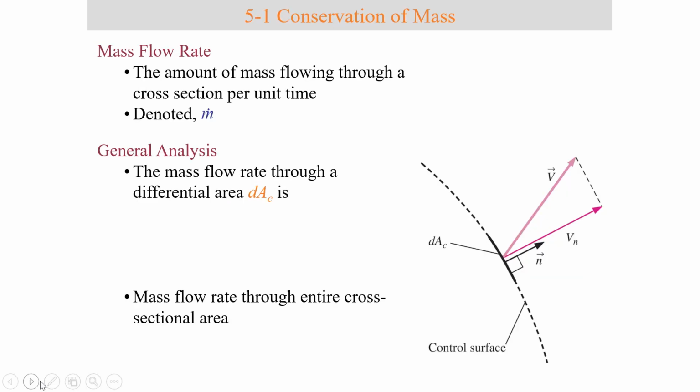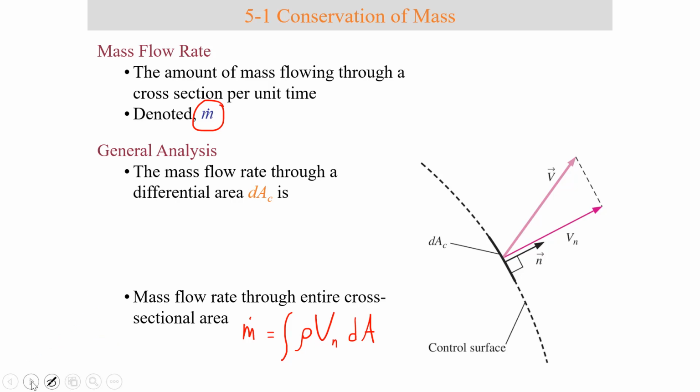So before we go too far into anything, let's start with the conservation of mass. The amount of mass flowing through a cross-section per unit time is denoted as mass flow rate, or m dot. If I were to sum up this whole slide into one statement, it's basically saying an integration of density times the velocity that the fluid is flowing at, integrated over the changing area of the cross-section. That would be designated as mass flow rate.